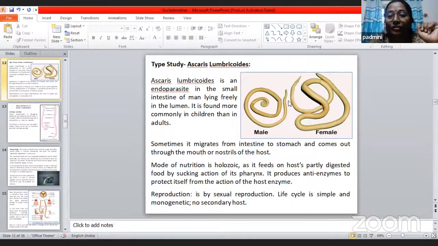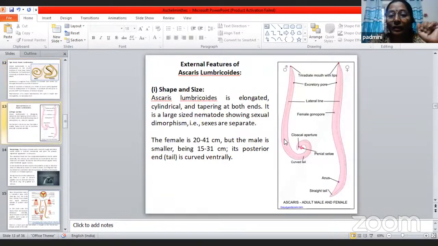There's a lateral line, so you can see the line over here. For example, if this is a worm, this is the dorsal side, the back side, and the ventral side. On either side, that will be the lateral, okay? So this is the lateral side, the dorsal, and the back is the ventral. So they are all made up of the lateral lines, the dorsal line, and the ventral line.